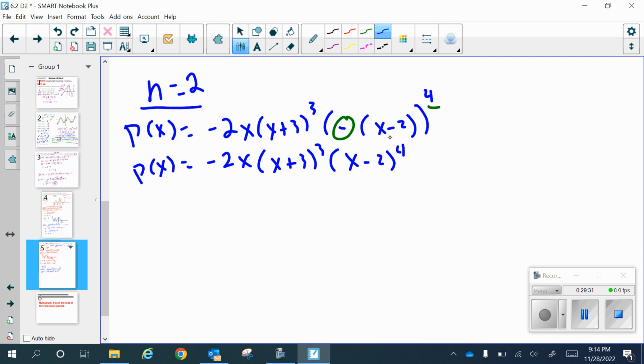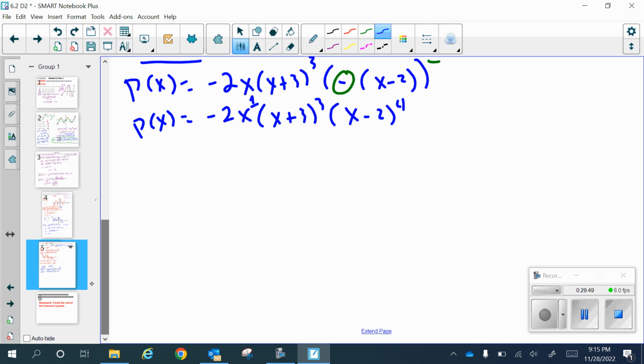After that, what I see is that I have 4 plus 3 plus this 1, which is 8. So I have an even degree polynomial. That's exactly what I was looking for too. I wanted an even degree polynomial to see what happens to the end behaviors when n makes it an even degree polynomial. So let's go ahead and solve this out. I have a degree of 8, so it's an even degree polynomial with a negative leading coefficient.